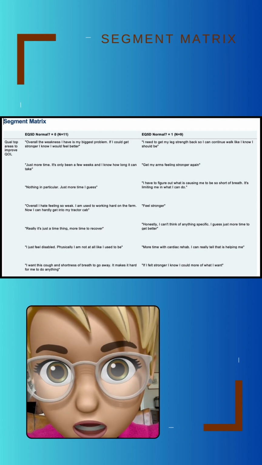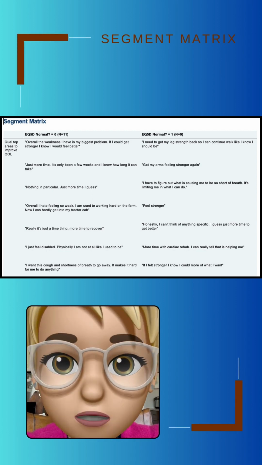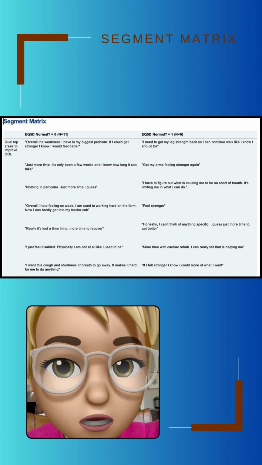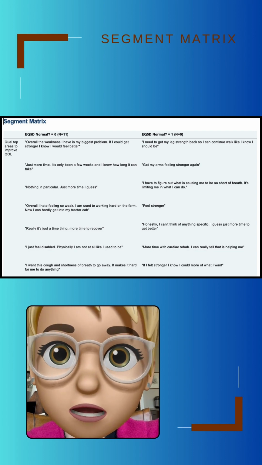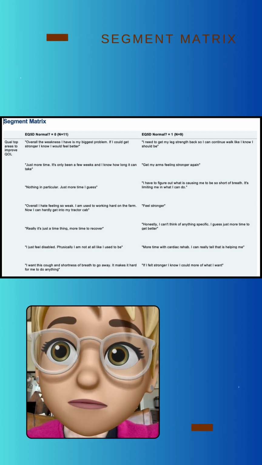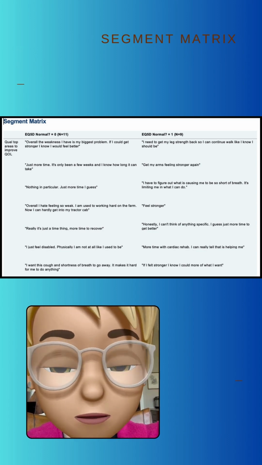On the screen here, I am sharing with you what is a segment matrix. The segment matrix is something that you commonly see in mixed methods studies when you're looking at the literature and reading other people's manuscripts. You see these segment matrices, and this is something that MAXQDA can be really helpful in producing for you.